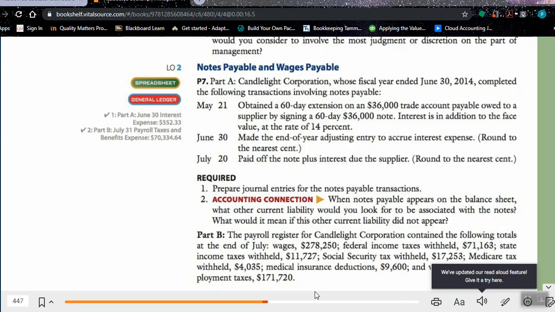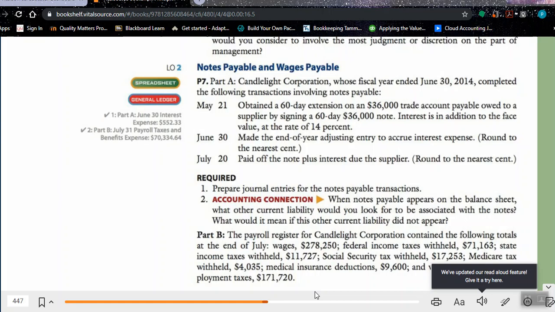So it tells us in part A, Candlelight Corporation, whose fiscal year ended June 30, 2014, completed the following transactions. The transactions are from May 21st, June 30, and July 20. What we want to do is record those entries for the notes payable transactions. May 21st says that we obtained a 60-day extension on a $36,000 trade account payable owed to a supplier by signing a 60-day $36,000 note. The interest is in addition to the face value at the rate of 14%.